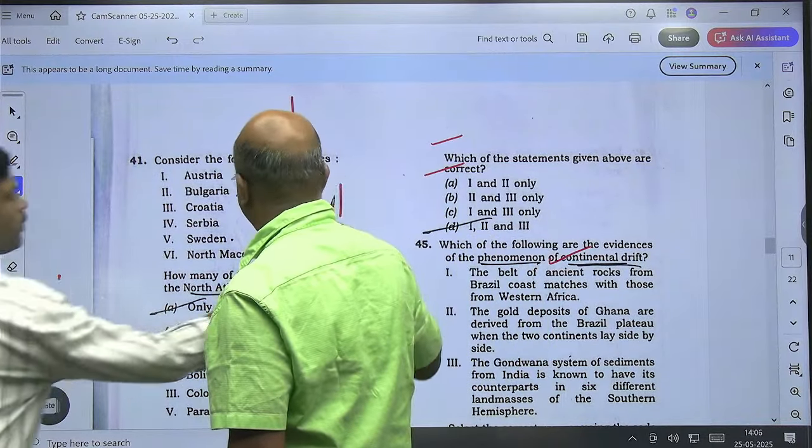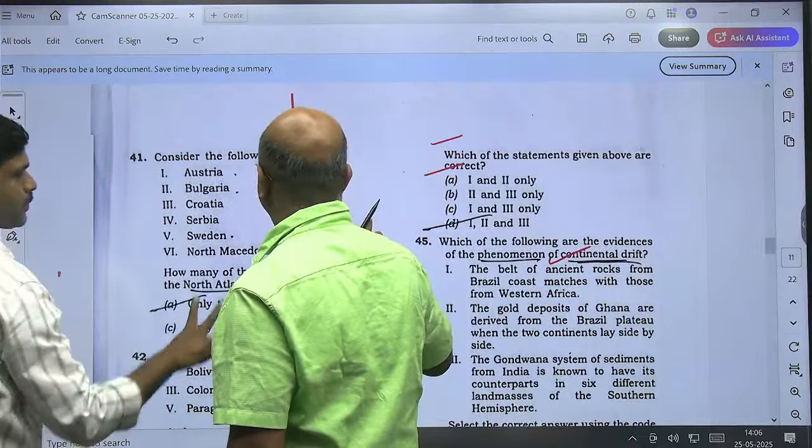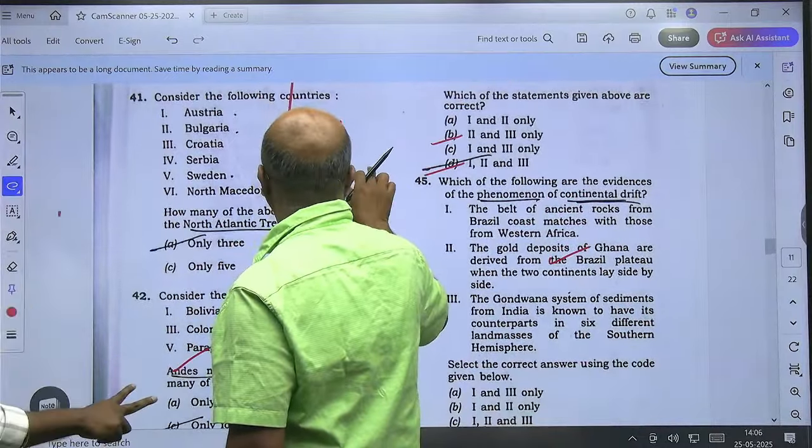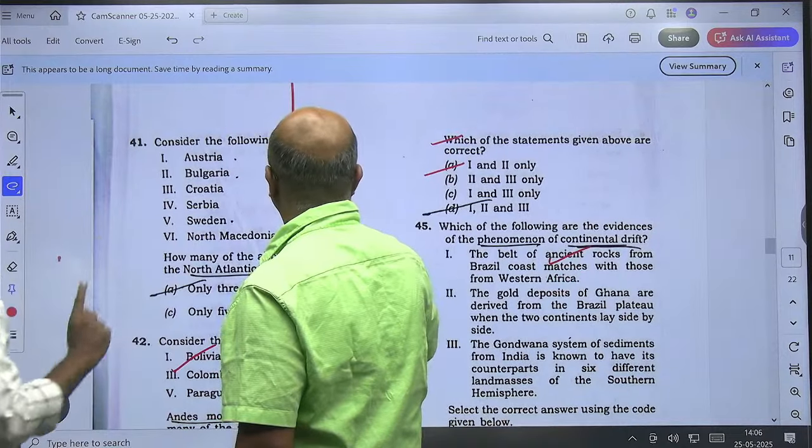If you want to push two fingers. Okay, two fingers. If you want to write one finger.